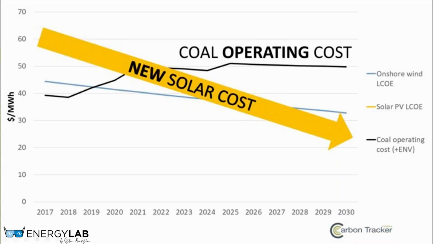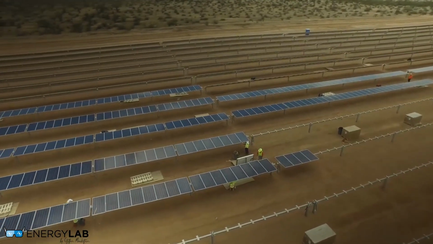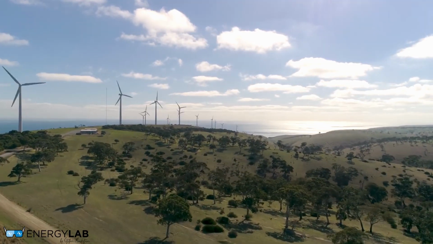Meanwhile, Carbon Tracker has been producing reports after reports showing that new solar and wind power plants are cheaper than operational costs of coal and gas power plants. Consider this chart of new solar and wind cost in the US versus coal operational cost. Or more importantly, consider what Carbon Tracker forecasts for China: that new solar and wind will be cheaper than operating cost of existing Chinese coal power plants in the 2070s.